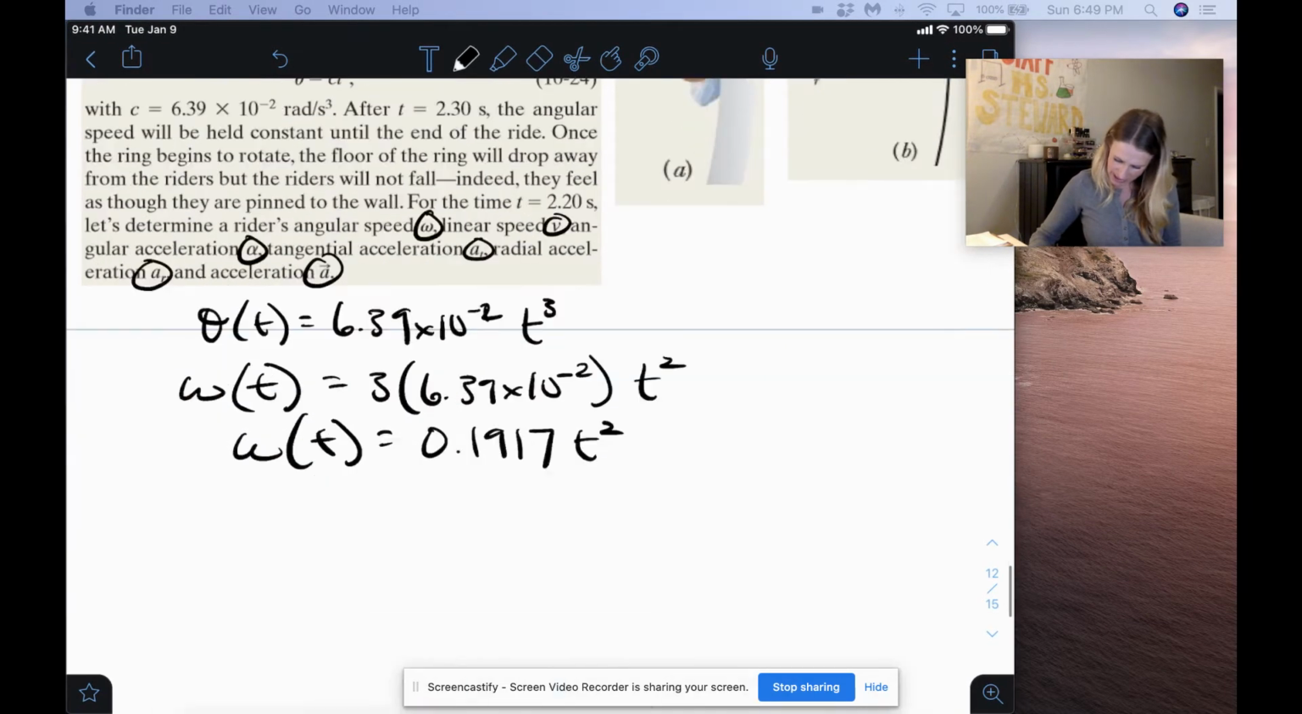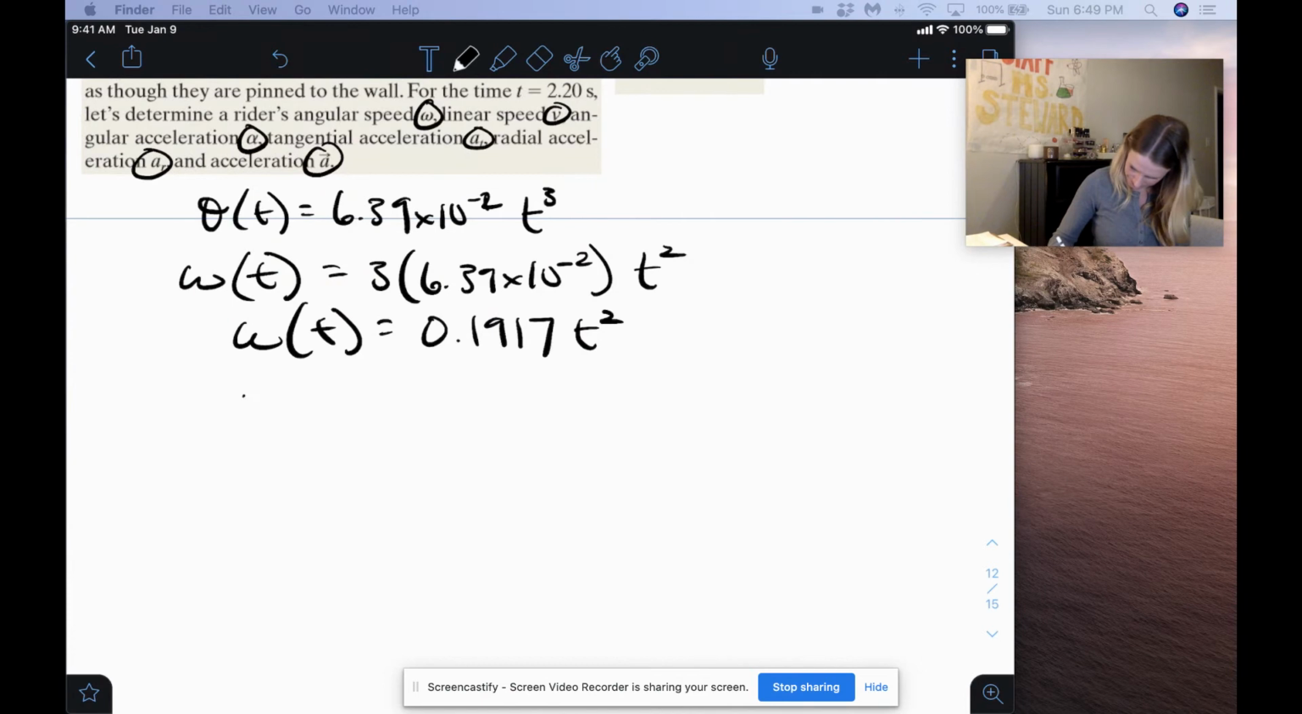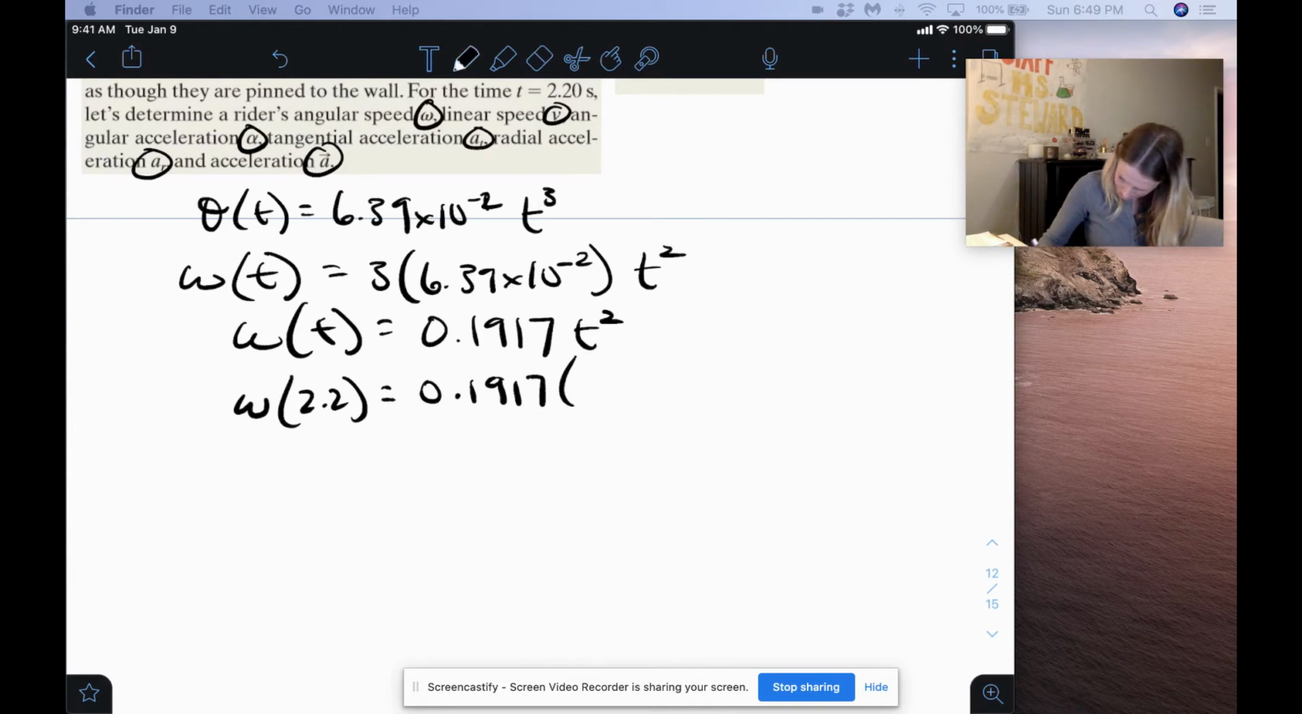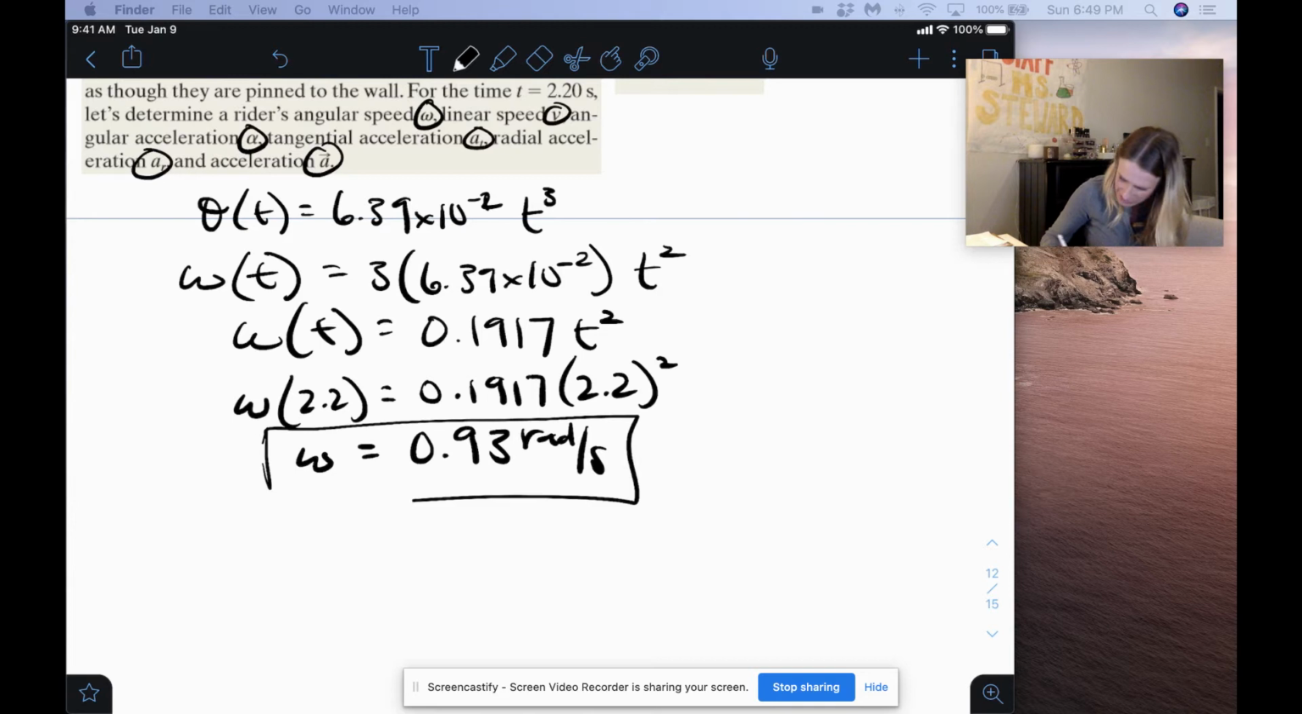So I'm just going to plug in 2.2 for my time, multiplying this by 2.2 squared. And we end up getting our angular velocity at this time is equal to 0.93 radians per second. So that's our first answer.